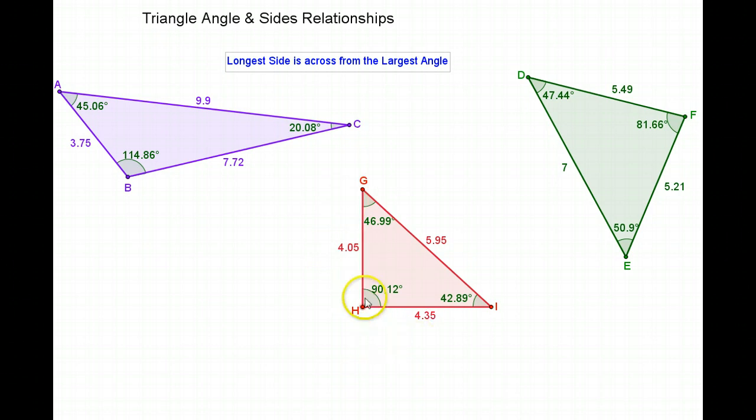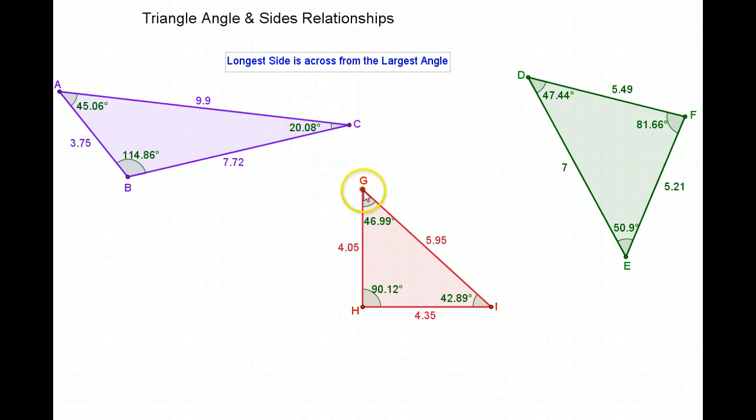Over here we have a somewhat right triangle. The largest angle is angle H with 90.112 degrees. And we look at all the side lengths of the triangle, and we see that the largest angle is across from the longest side. So we have one relationship that we can see based off different examples, that the longest side is across from the largest angle.